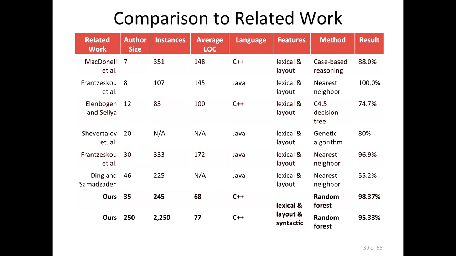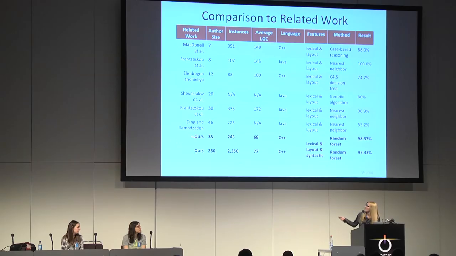And when we compare our work to previous work, we see a huge increase in accuracy, even though our data set is larger in magnitude compared to theirs. The last two lines are our results, with 95% accuracy and 250 authors. So this shows that our method, with the syntactic features, is doing a lot better, and the previous methods did not use any syntactic feature sets.